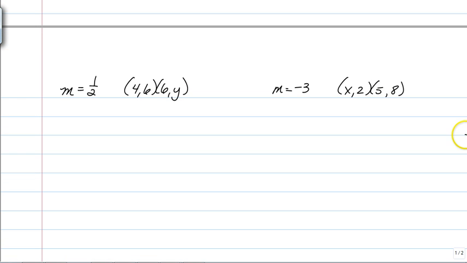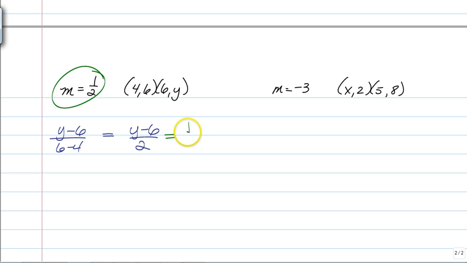Using slope to find a missing coordinate. So we know the slope is 1/2. We know that we have a point 4, 6, but we don't know what y is in the second coordinate. So to do this, we just use the slope formula. So this would be y minus 6 over 6 minus 4, which we can simplify to y minus 6 over 2. And now what you need to do is just set it equal to your given slope. So I told you that the slope was 1/2 in the beginning. Now all you have to do is solve for y.